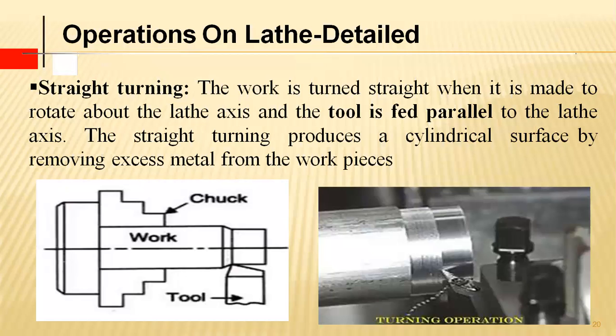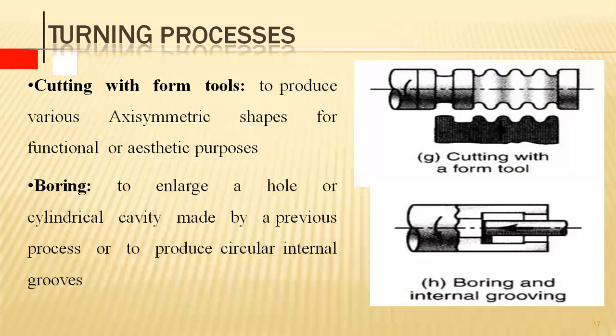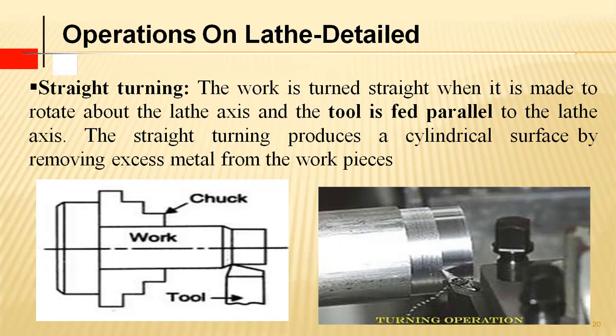I'm going to discuss the operations on the lathe machine in detail. The processes we have discussed so far are straight cutting, knurling, slotting, boring, threading at a defined area, parting, aesthetic purposes, etc.